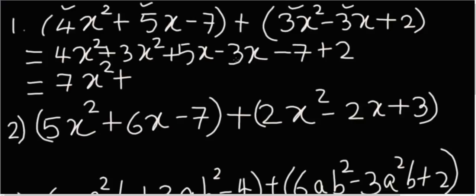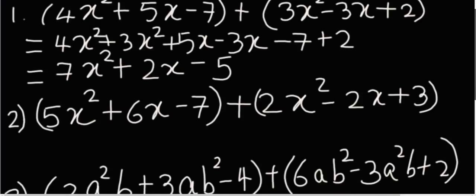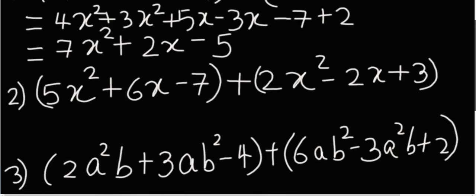5x minus 3x, so positive 5 and negative 3, which is positive 2x. So it's plus 5 oranges minus 3 oranges. We are not doing anything with the variable. We are just doing operations with the coefficients. Negative 7 plus 2 will be negative 5. So addition of polynomials is very easy. You just follow the pattern.